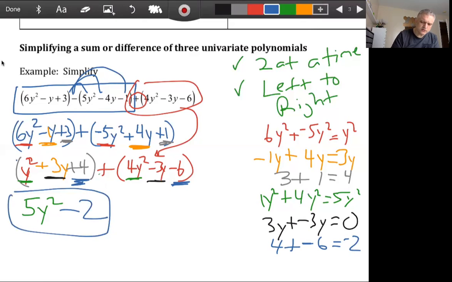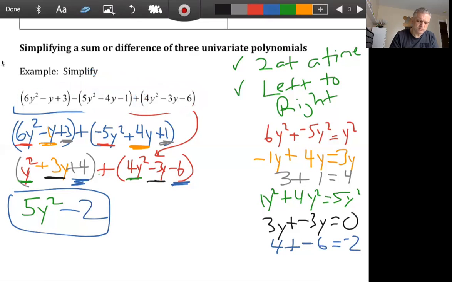We have underlined all of these terms. They have all been used. We are not leaving any term behind. So the answer to the original question about subtracting the first two polynomials, then adding the third one, is 5y squared minus 2. That concludes day one notes.